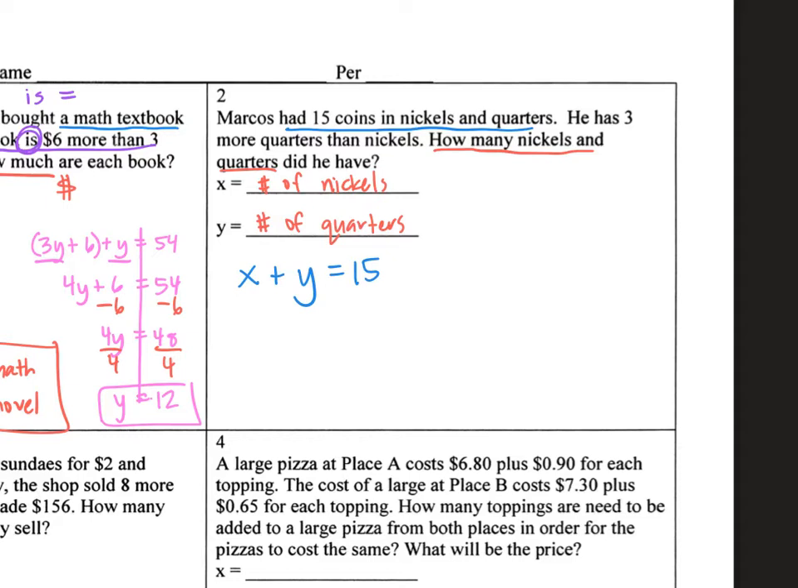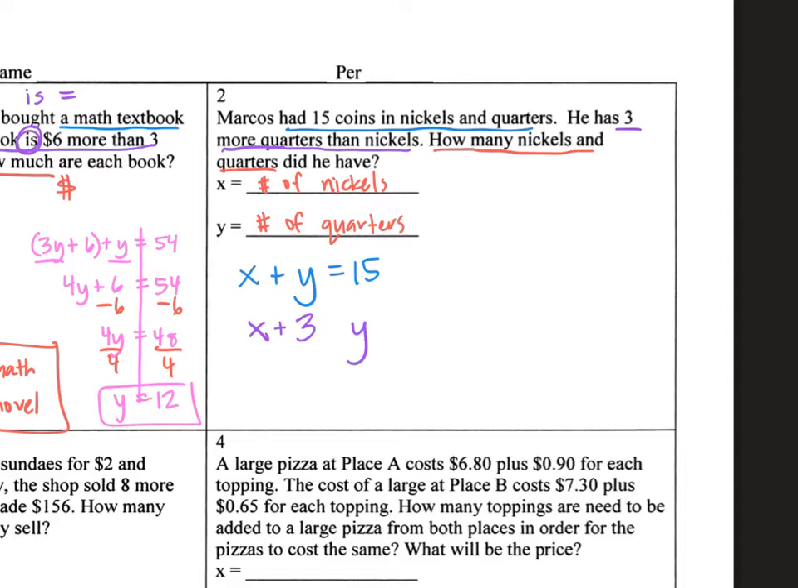This next one's a little bit trickier. He has 3 more quarters than nickels. So here I'm going to put my nickels right here on this side and then my quarters over here on this side. If he has 3 more quarters than nickels, then the amount of quarters is a bigger number. So then we actually have to do X plus 3.